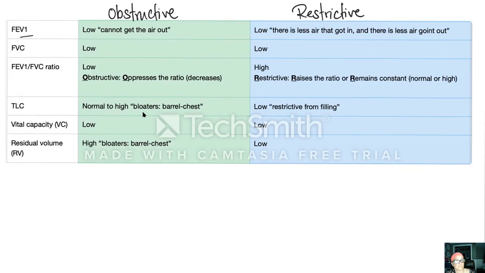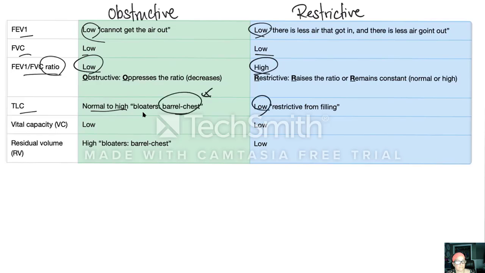Obstructive lung disease, FEV1 is low. How about restrictive? It's also low. How about FVC? Low in both of them. FEV1 to FVC ratio is low in obstructive, normal or high in restrictive. Total lung capacity, high or normal in cases of obstructive, that's why we call them barrel chest. It's low in restrictive.